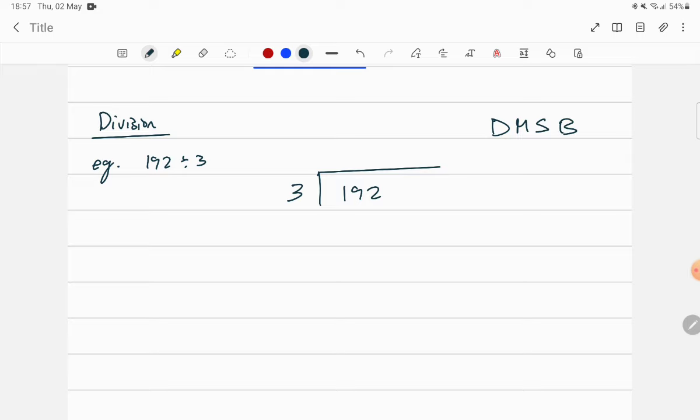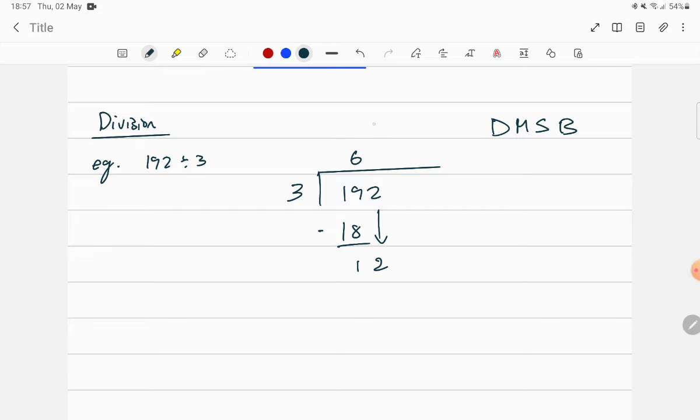3 can't go into 1, so we carry the 1 over to the 9. 3 goes into 19 6 times. 6 times 3 is 18, so that's your multiplication done. Then subtraction: 19 minus 18 is 1. Then B is for bring down, so we bring down the 2. So that whole process again: division, 3 goes into 19 6 times. Multiplication, 6 times 3 is 18. Subtraction, 19 minus 18 is 1. Then bring down the 2. So again, we start the process again.